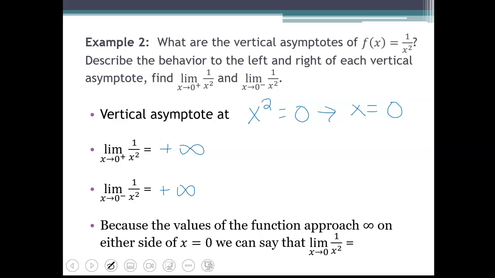Because the values of the function approach infinity on either side, we can say that the limit as x approaches 0 of 1 over x squared is infinity, or DNE, because it's still not a numerical value, so it really does not exist. However, we can tell that they're both going to infinity.